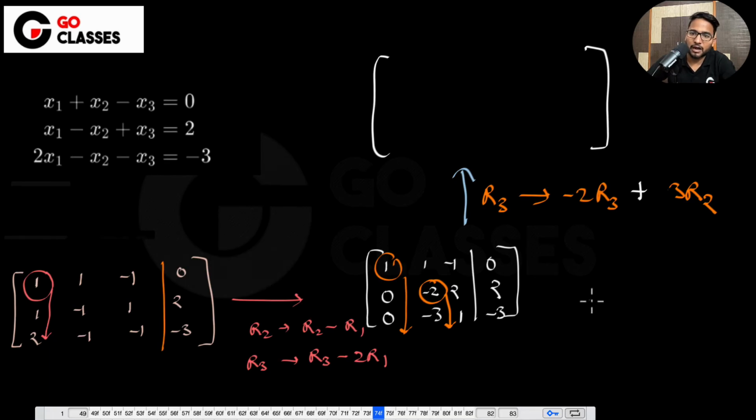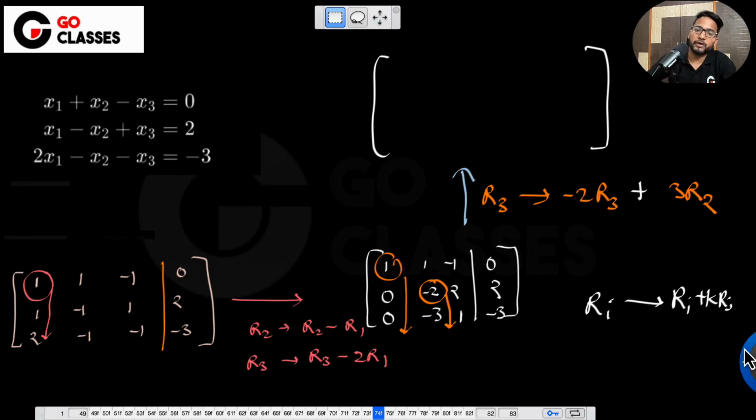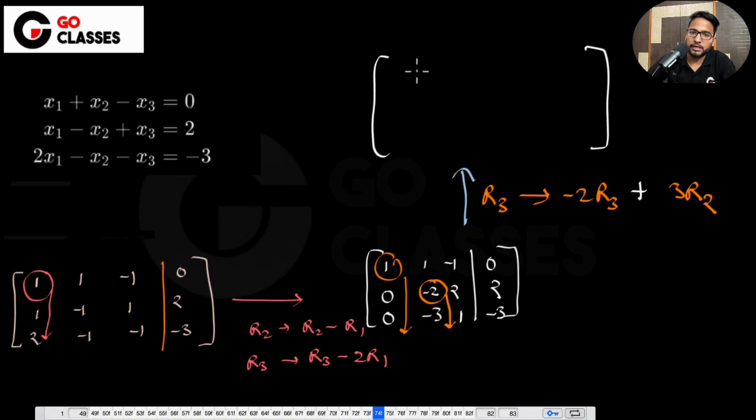If this is Ri, then generally we will be writing Ri plus k Rj. But here we are writing some constant. I mean, in this set of linear equations, we can write some constant. The reason is that it won't matter. But in the case of a determinant, you have to be very, very careful. Okay, so now what you will be getting is this.